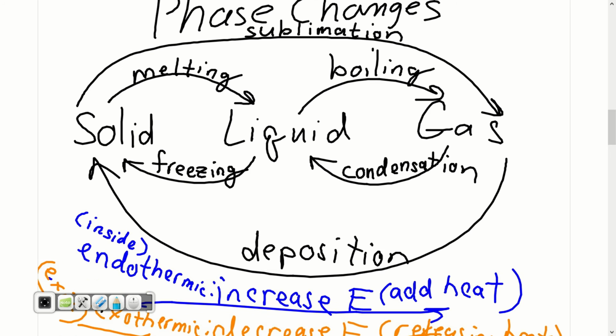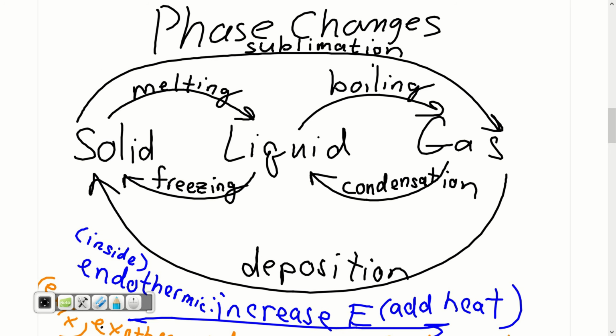All right. So we got our phase changes. I know there's a lot to see here, but to review our phase changes, solid to liquid is melting, liquid to gas is boiling, gas to liquid is condensation, liquid to solid is freezing. We also have the double jump, solid to gas is sublimation, gas to solid is deposition.